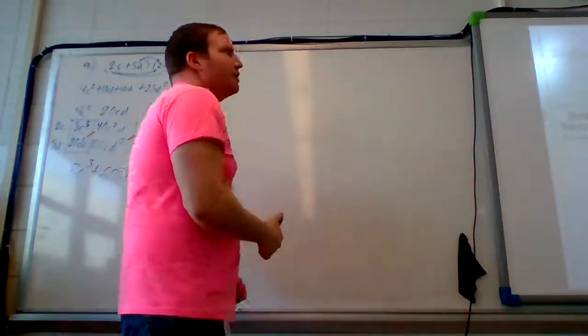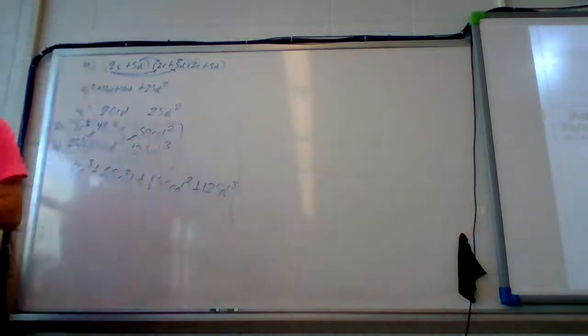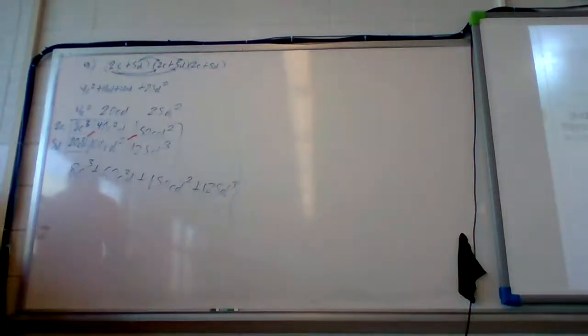So let's look at number 12. The height of a trapezoid can be expressed by 2x plus 9. The bases can be expressed as 3x minus 7 and x plus 5. Write an expression to represent the area of the trapezoid.